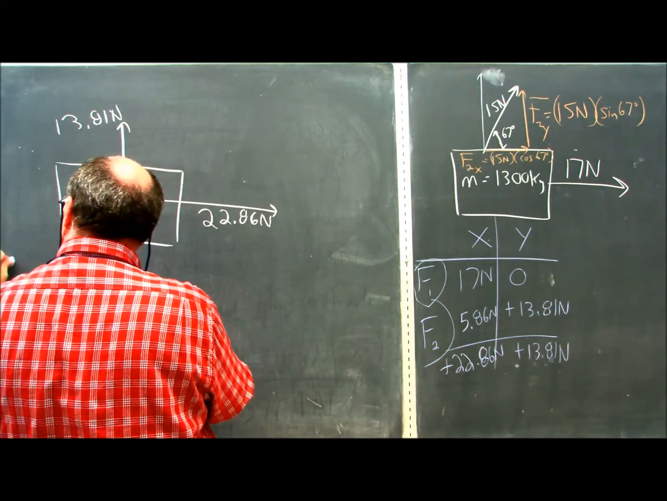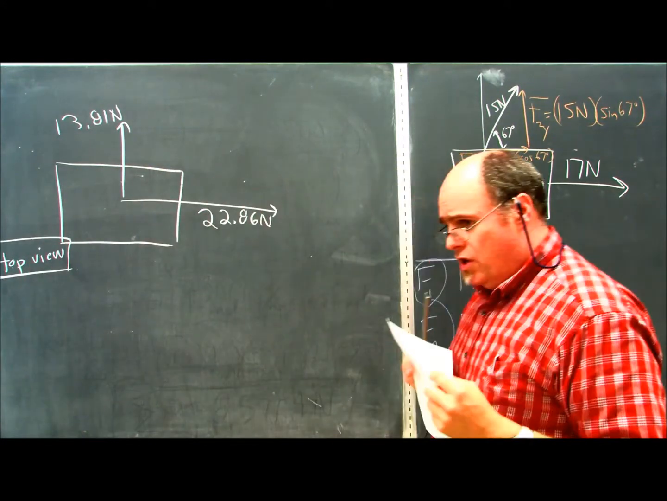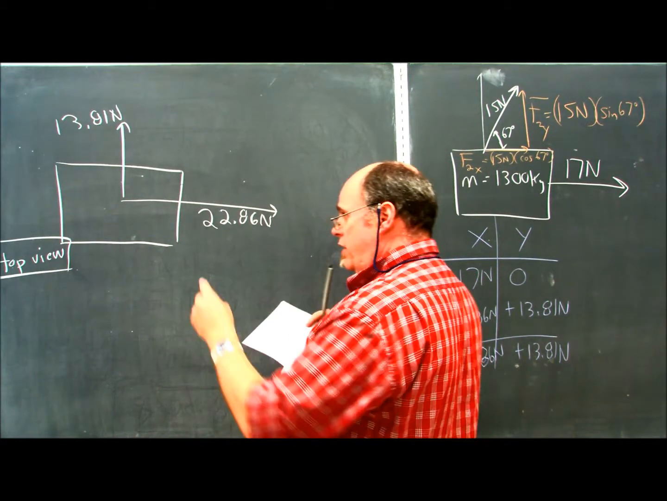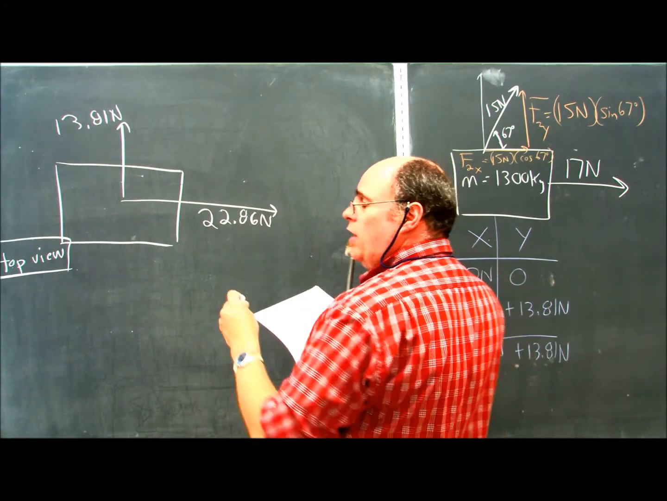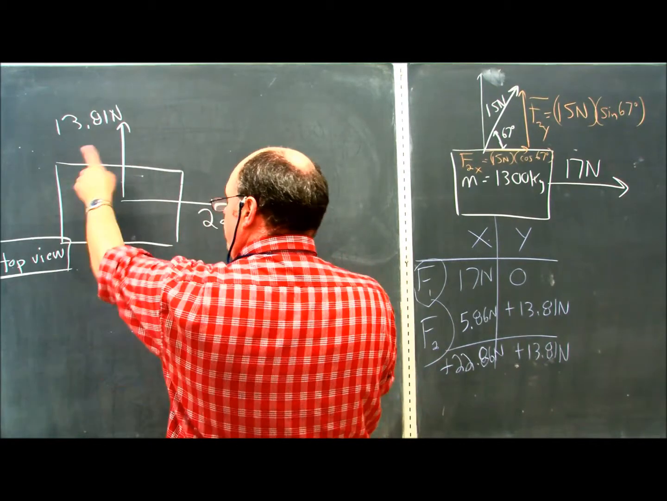And this is a top view. Okay, we can't really show you this as a front view. So we're looking at a raft, we're looking down on it, and the person pushing the oars is going to the right 22.86 newtons, and the wind is making it go in the north direction, 13.81.